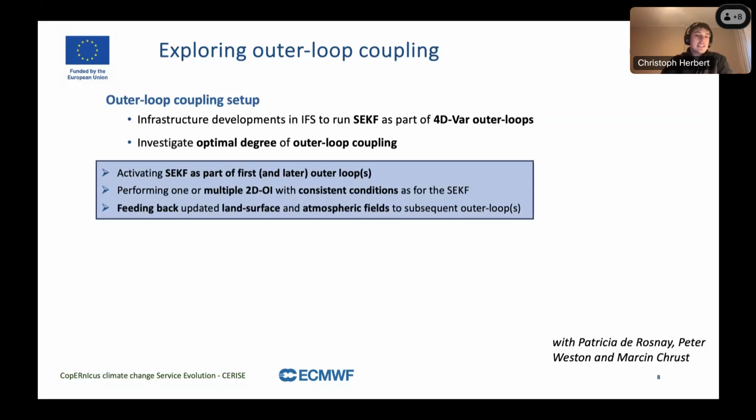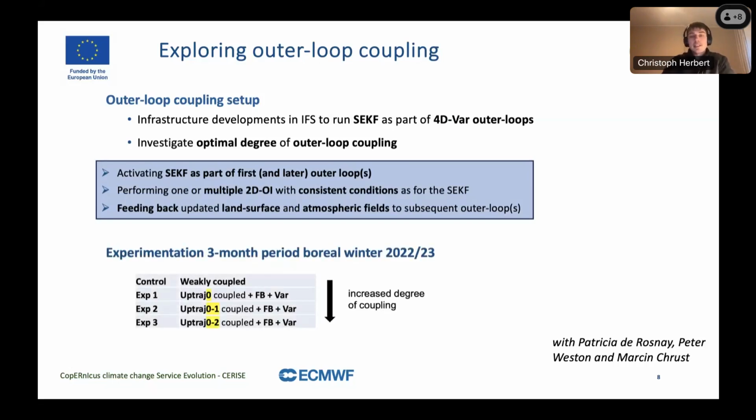The testing was about activating the SEKF as part of the first and later outer loops, and then also having these multiple 2DOIs, which generate the screen level observations based on consistent conditions in the SEKF, and having this feedback with updated land surface variables into the atmosphere and from the atmospheric fields to the land. I'm going to show you some results over experiments which are carried out along a 3-month period over the boreal winter.